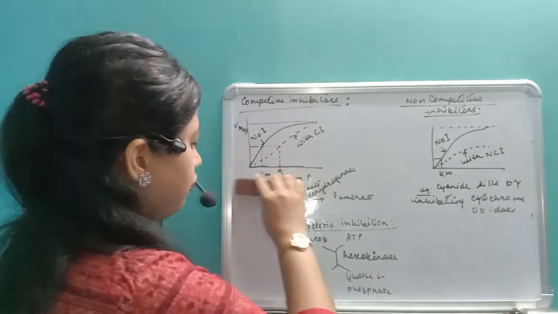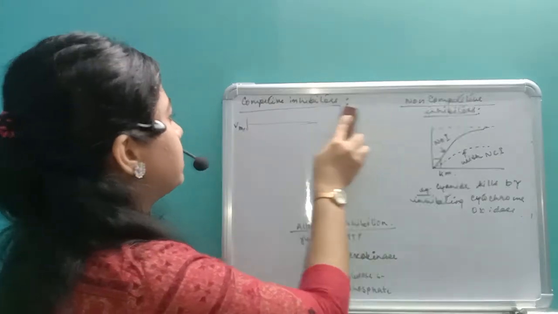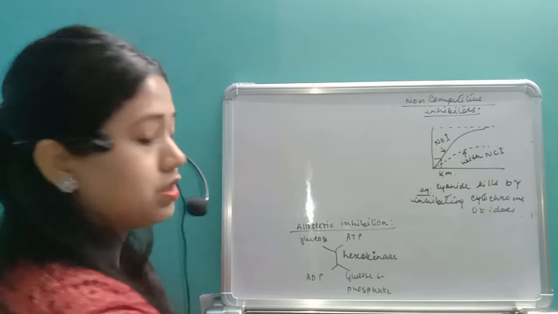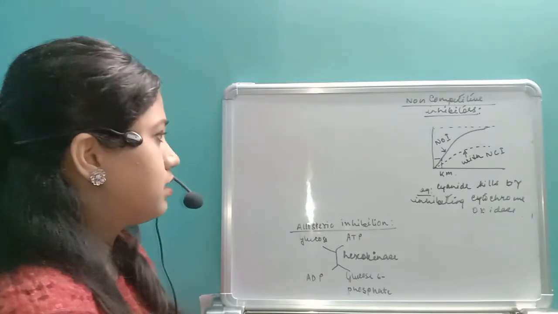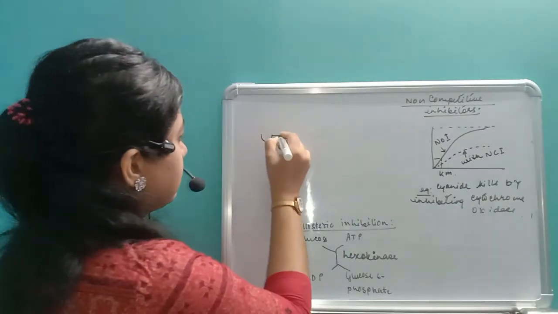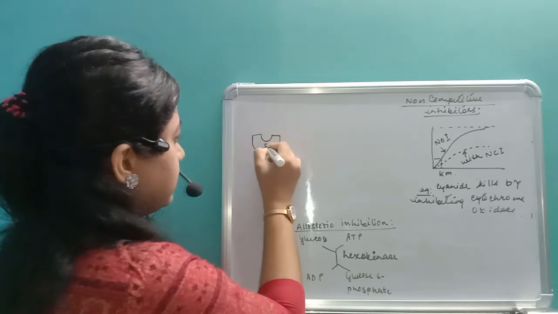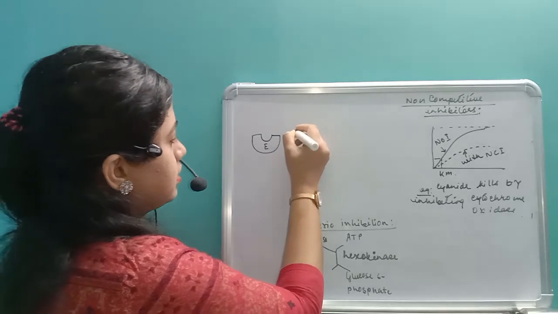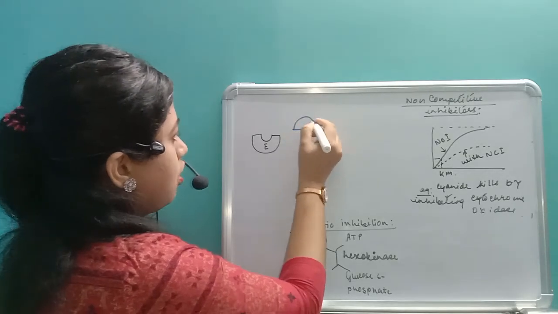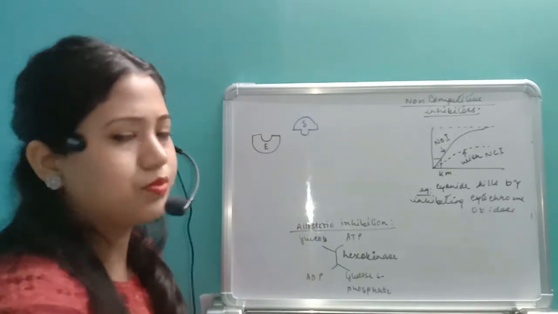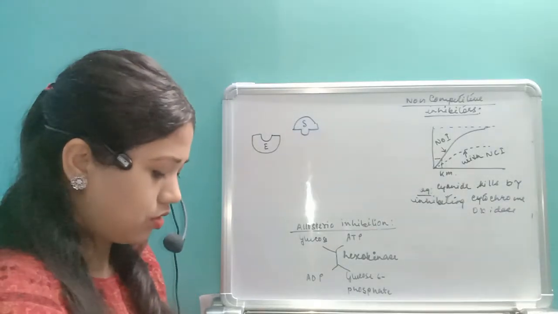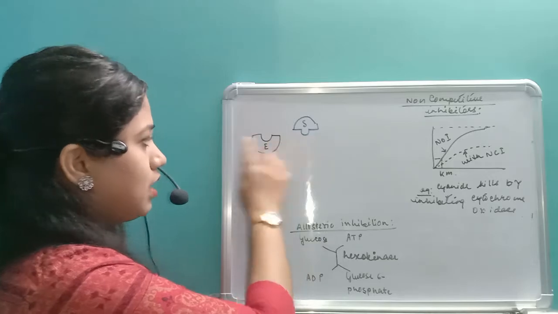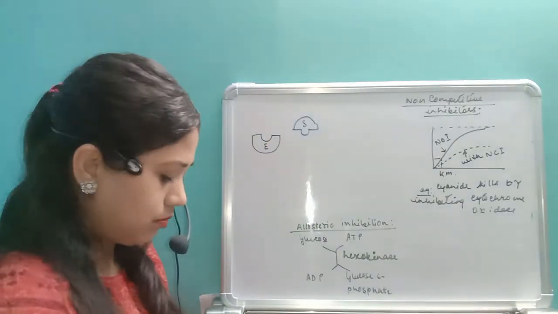After that, let us move to the next, that is the non-competitive inhibitor. So what is the non-competitive inhibitor? Actually, see, this is the enzyme. This will be the substrate. Both the enzyme and the substrate have the same structure to fit with each other. That means this is the active site with which the substrate can be attached.